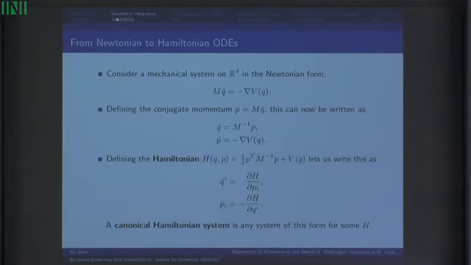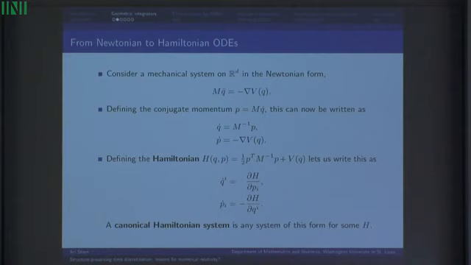And we can also define this function called the Hamiltonian, which I've written here. This is basically kinetic energy plus potential energy. So if we substitute, we can see that this is the same as 1/2 mv squared, kinetic energy, plus potential energy. So the Hamiltonian in this case is the total energy of the system. And it turns out that this first order system has the following form. q dot equals partial H partial p, p dot equals minus partial H partial q. And systems having this form are called canonical Hamiltonian systems.